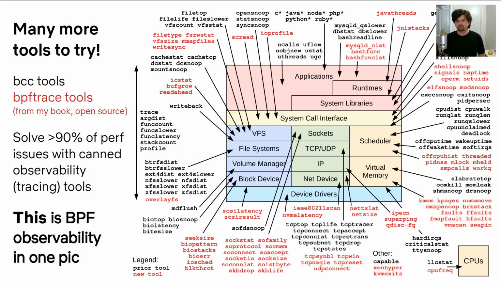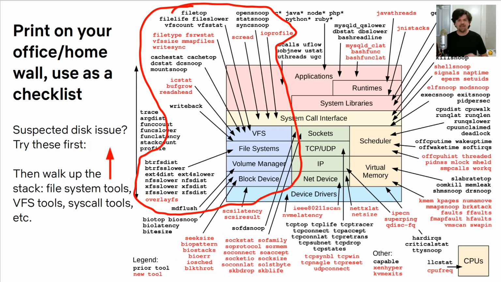And also, you can walk up the stack. In this case, the IO stack has the application system calls, VFS file systems, volume manager, and so on. I can walk up the stack and try all of these tools to really understand the performance of that IO from different layers.